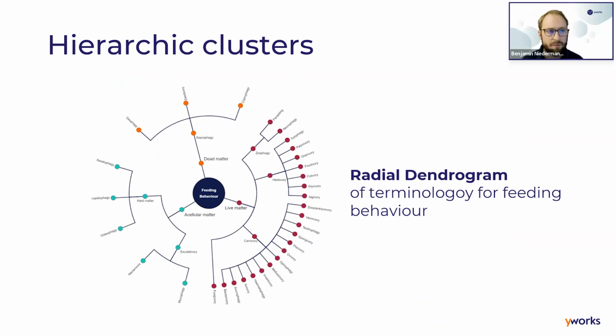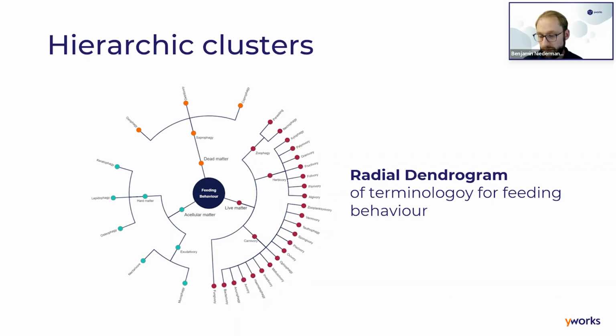Another example of a hierarchical cluster comes from biology. Here it shows the terminology for feeding behavior. Again, we have 3 main clusters, and then we also have some subclusters, which are now also labeled and have their own nodes. And again, the leaf nodes are pushed outwards as far as possible. And such diagrams you often find in biology.